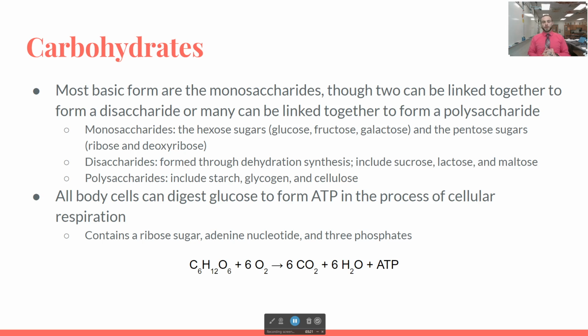And so all bodies are going to use glucose here, a hexose sugar, to form ATP in the process of cell respiration. We talked about that extensively in biology, where you're going to have a ribose sugar, an adenine nucleotide, and 3 phosphates in this ATP, but it's all coming from the chemical energy stored in this glucose molecule.